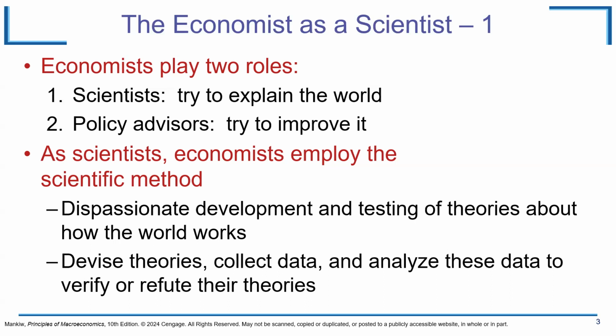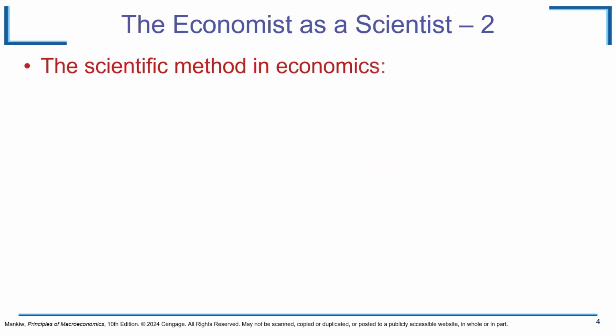Now we start with the first role. As scientists, economists employ the scientific method. They dispassionately develop and test theories about how the world works. And then they devise theories, collect data, and analyze this data to verify or refute their theories. So the first part is development. The second part is evaluation.